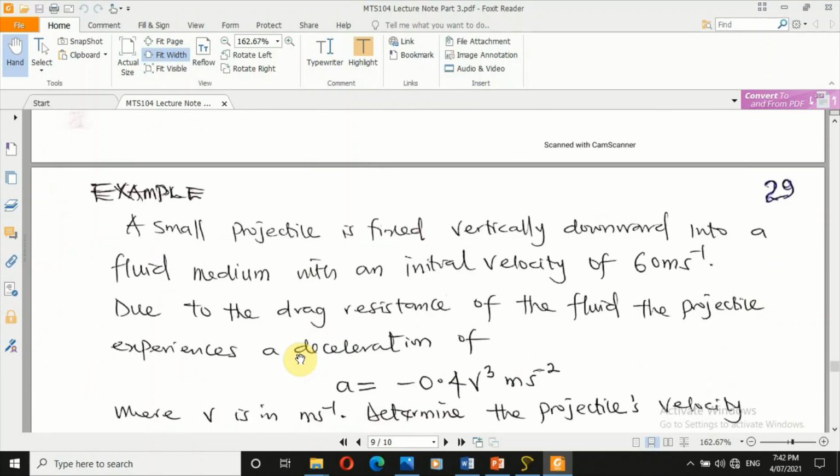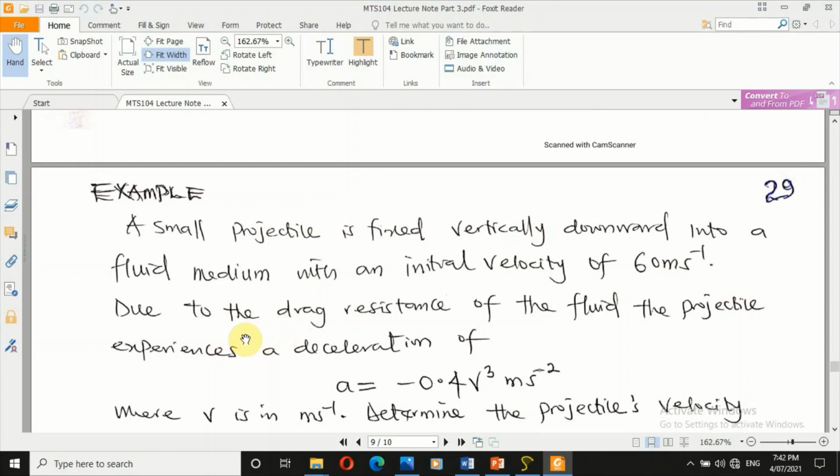Now, page 29, second to the last page. A small projectile is fired vertically downward into a fluid medium with an initial velocity of 60 meters per second. Due to the drag resistance of the fluid, the projectile experiences a deceleration.